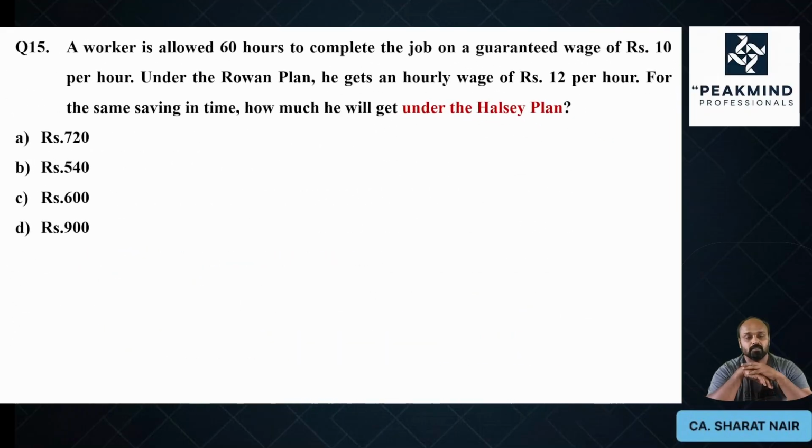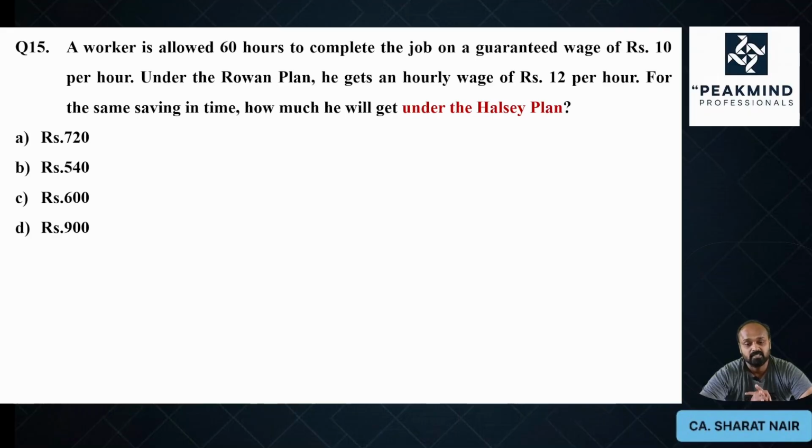Now again, this is from the labor cost chapter itself. However, this is regarding the wage incentive plan. Here they are asking us to find out, under the Halsey method, how much wages has to be paid. Given information is a worker is expected to complete the work in 60 hours and he is promised a minimum wage of 10 rupees. It means time rate, I can say time rate. Now under the Rowan scheme he is being paid 12 rupees.